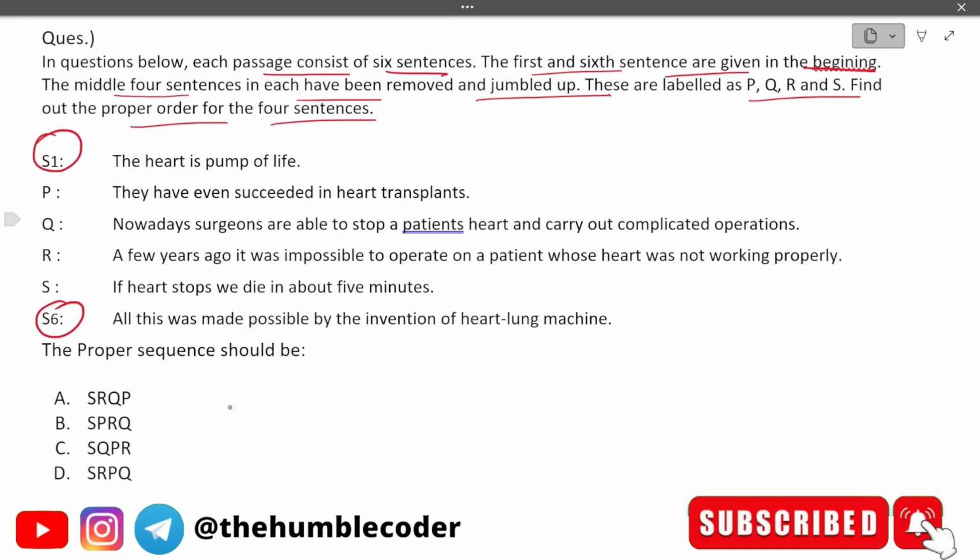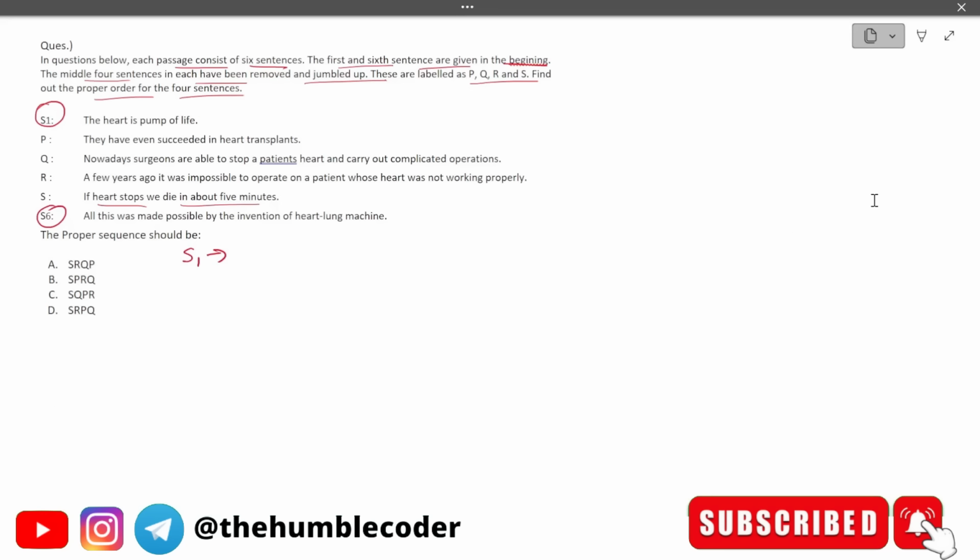Okay, and we have different options for the sequence. Let's try to rearrange it. So as we know, S1 is going to be right in its place: the heart is the pump of life. The next sentence is, if the heart stops, we die in about 5 minutes. So the next one in this series is going to be S, which is, if the heart stops, we die in about 5 minutes.